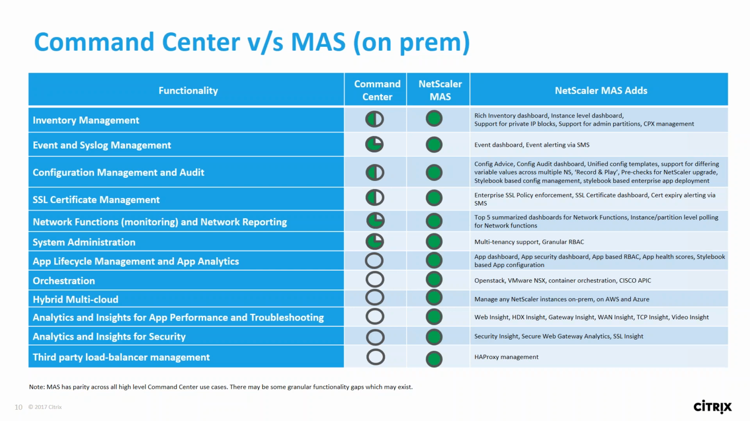In terms of config, in case of NetScaler upgrade, we have also introduced pre-checks for NetScaler upgrade to warn you of certain errors which you may encounter, which would lead to your NetScaler upgrade failure. And of course, we have introduced StyleBooks, which is a completely new way of config management for your app deployments. And it also supports some of the enterprise app deployments today.